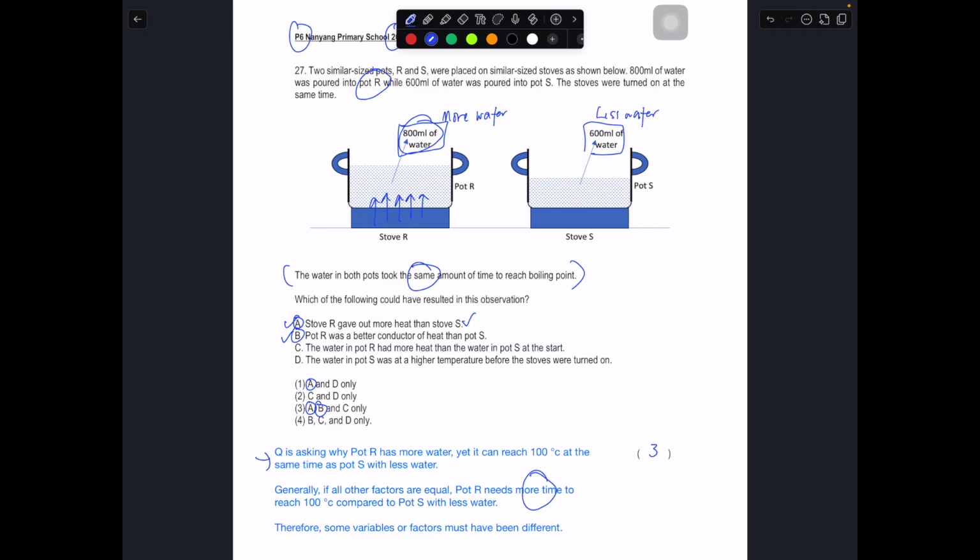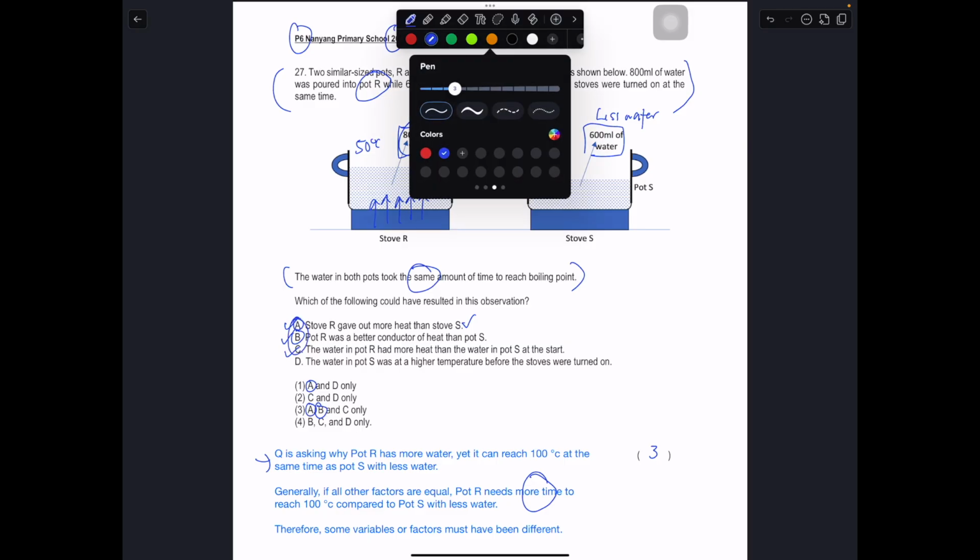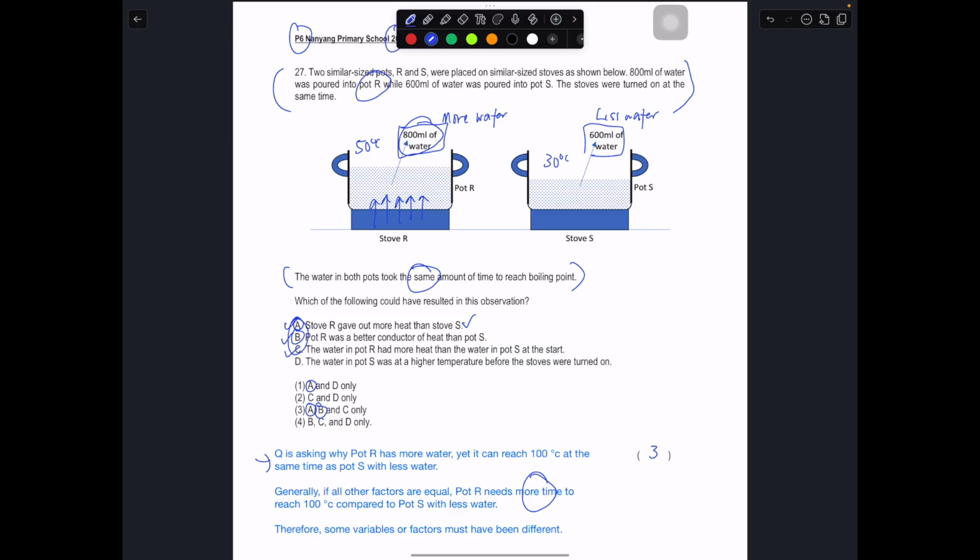So let's take a look at C. The water in pot R has more heat than the water in pot S at the start. This could be true. That means maybe at the start, this could have already started at 50 degrees Celsius, and this might have started at 30 degrees Celsius. So somehow they reach the boiling point at the same time. This might be true because this information is not presented in the text above. So this is possible.